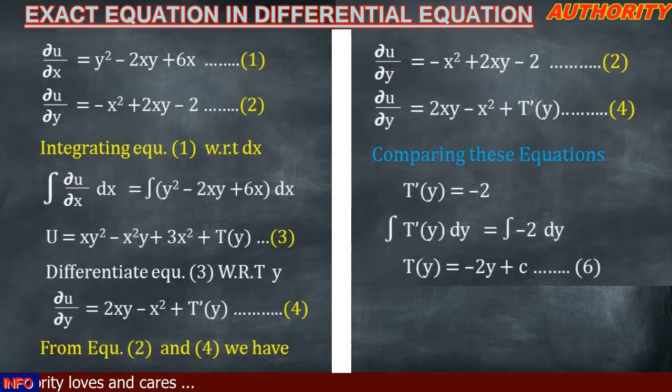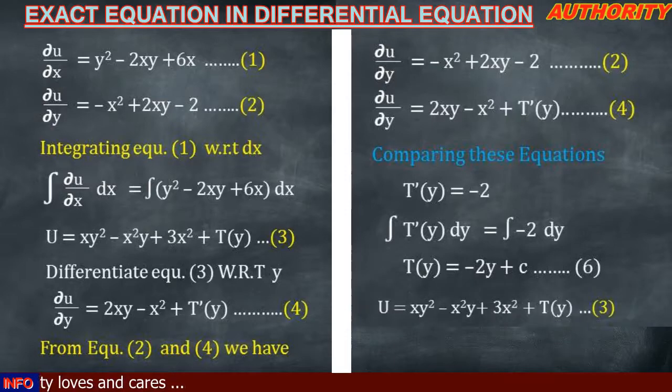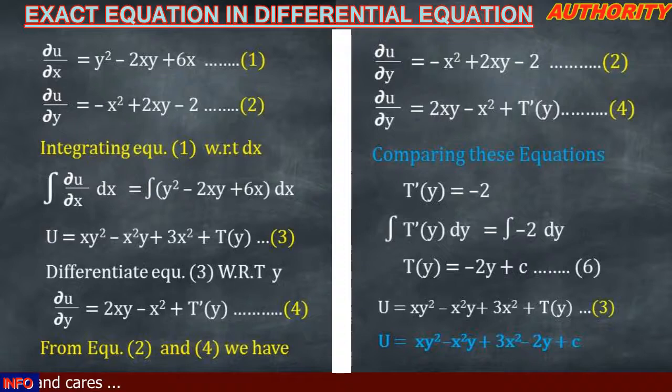Is that true? Now let's go to equation 3, where we have our u, but we don't know the value of t of y. But now we have found the value of t of y, which is minus 2y plus c. Now let's bring it here and add that value. So we are going to say that u is equal to xy squared minus x squared y plus 3x squared minus 2y plus c. So here now we see that we have solved and we obtained the function u of x comma y.